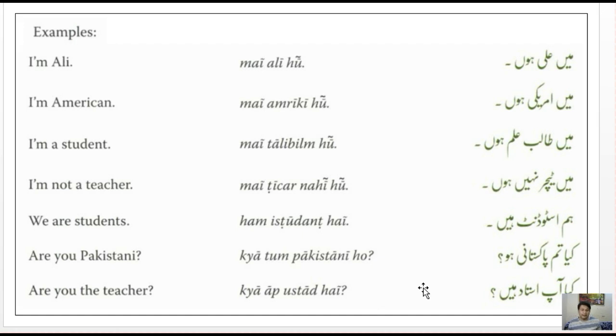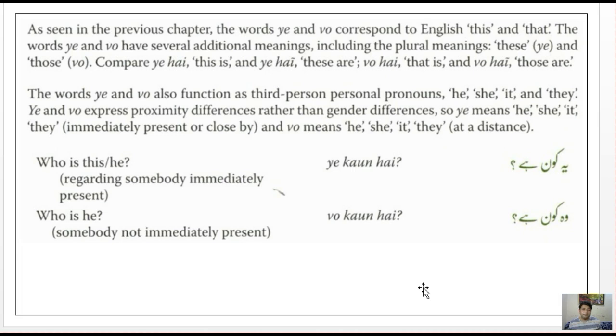Are you Pakistani? क्या तुम पाकिस्तानी हो? Are you the teacher? क्या आप उस्ताद हैं? These are some of the examples. As seen in the previous chapter, the words ye and wo correspond to English this and that. We discussed that in chapter 1. The words ye and wo have several additional meanings, including the plural meanings ye, these, and wo, those.